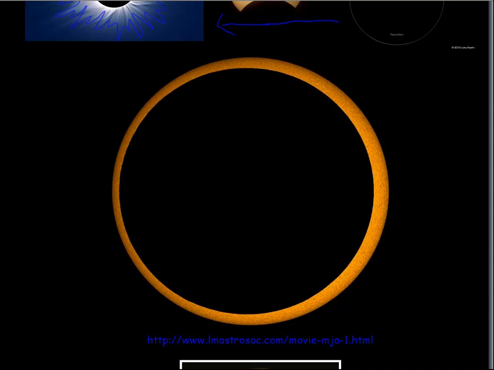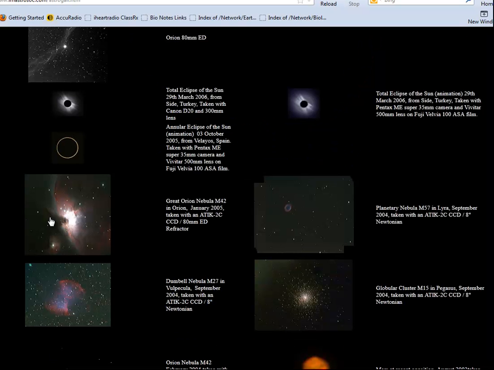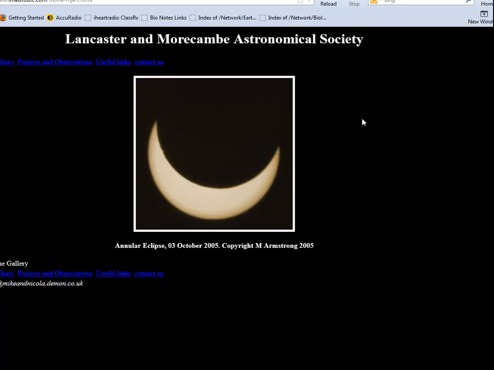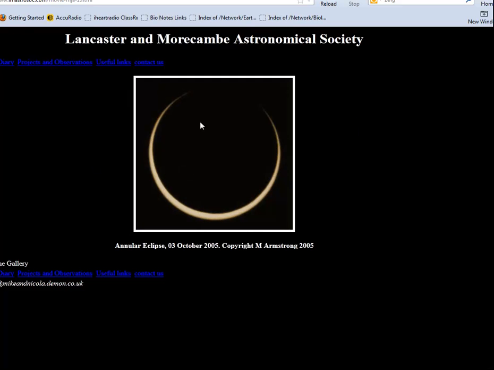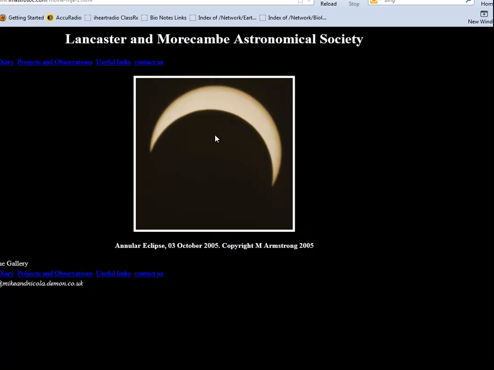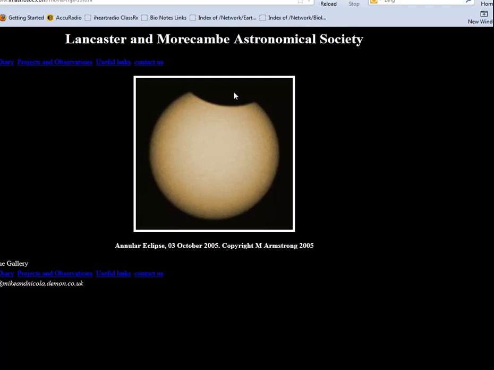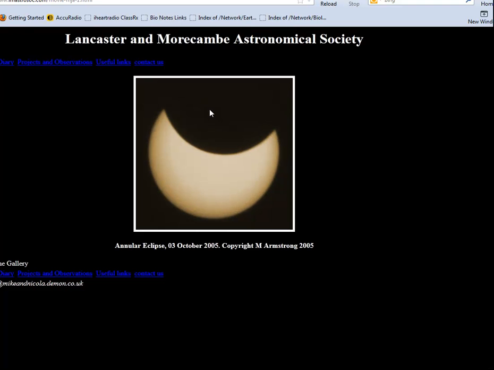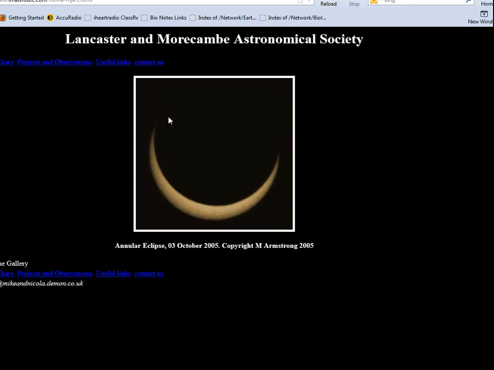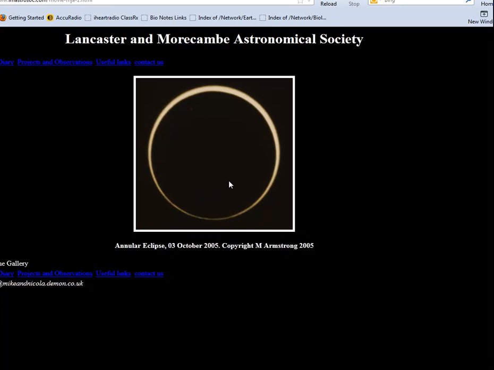I'm going to show you a video of the whole thing. It's going to come from this site. You can see this is from M. Armstrong. This is the annular eclipse of October 3rd, 2005. And here it is. You can see the moon moving down. It's smaller than the surface of the sun, apparently, so it lets a little of the sun go out, but it's going to pass through. We'll watch this one more time. You can see it coming in, touching the outside of the sun, going over, and because the apparent size is smaller, you get to see a little of the sun all around. So it looks like that.